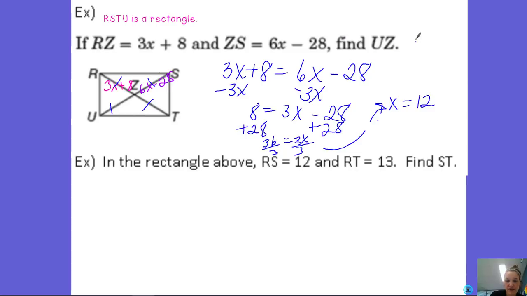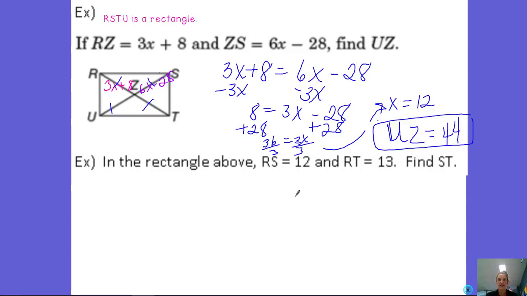So x is 12, but make sure you go back and read the problem. It doesn't say find x, it says find UZ. So what we're going to have to do is take your 12 and plug it back into one of these expressions for x. It doesn't actually matter which one I'm plugging it back into because they are congruent. So I'm going to plug it into RZ. 3 times 12 plus 8 is 44. So RZ is 44, ZS is 44, ZT is 44, and so is UZ. They're all congruent to each other because in a rectangle the diagonals are congruent, and so when they bisect each other all of those halves are also going to be congruent to each other.